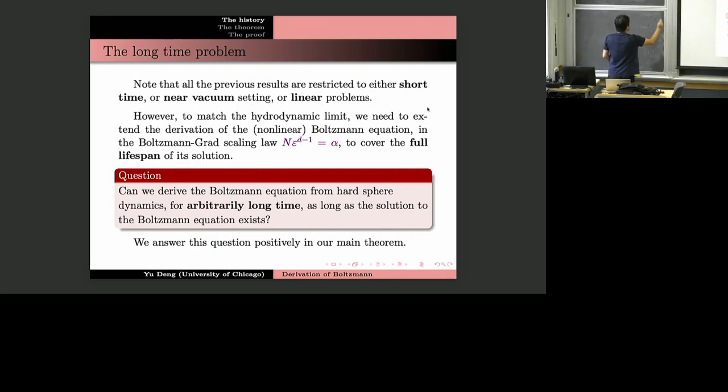In fact, if you consider the Euler limit, that essentially corresponds to alpha going to infinity and t equal to 1. And if you consider Navier-Stokes, that essentially corresponds to alpha going to infinity and t also going to infinity simultaneously. In any case, we need alpha to go to infinity, and/or t to go to infinity. Essentially, this is the question: can we derive the Boltzmann equation from particle dynamics for arbitrarily long time, as long as the solution to the Boltzmann equation exists?